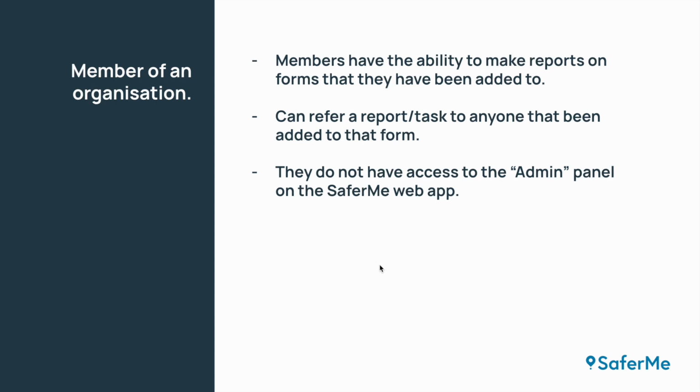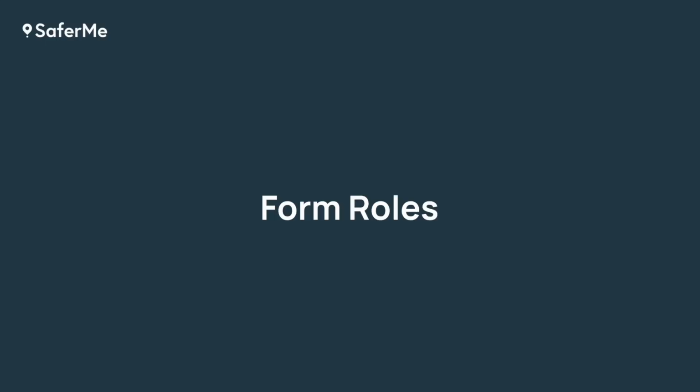Finally, within an organisation we have members. Members will generally be your everyday users of SaferMe. Members have the ability to make reports on forms that have been added to and refer reports or tasks to anyone that has been added to the form. It's important to note that members do not have access to the admin panel on the SaferMe web app, and we encourage our members to make reports using the mobile app of SaferMe.